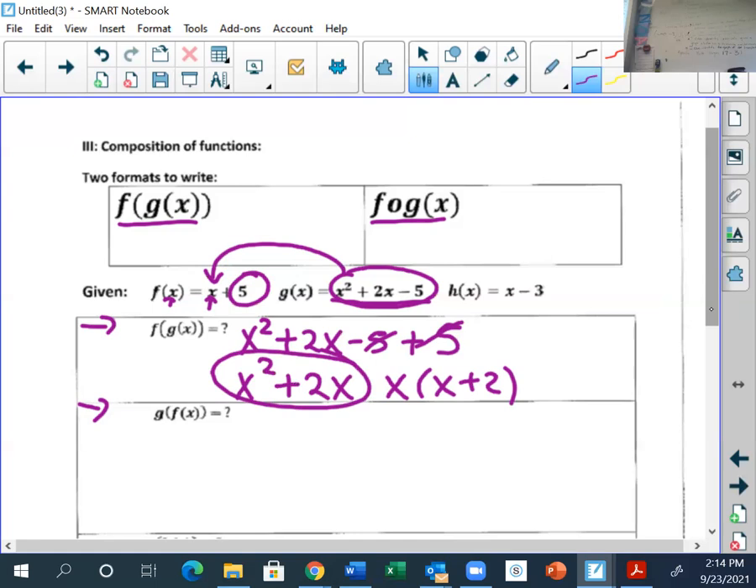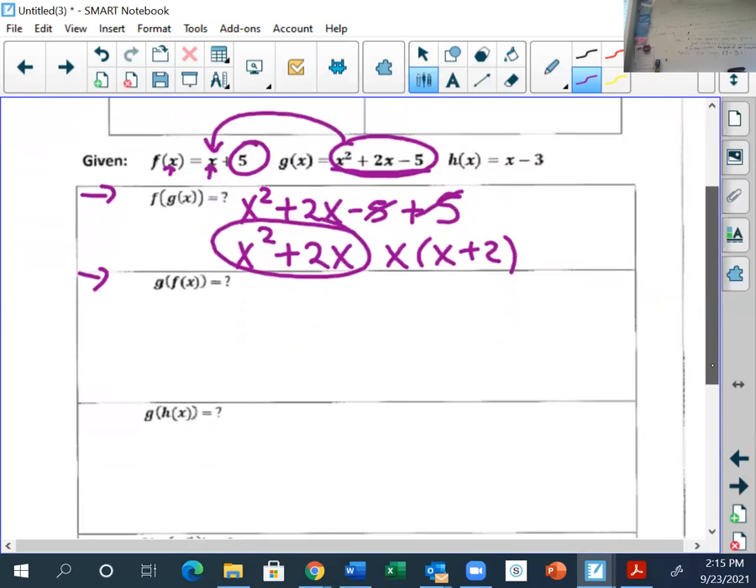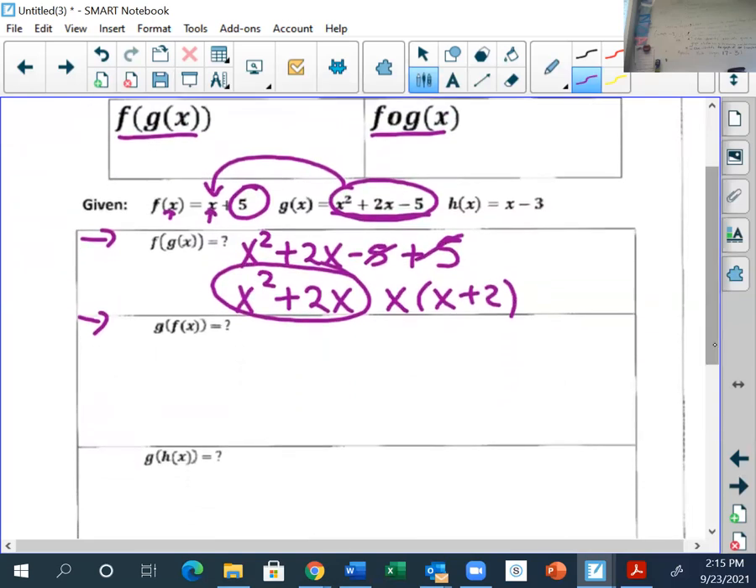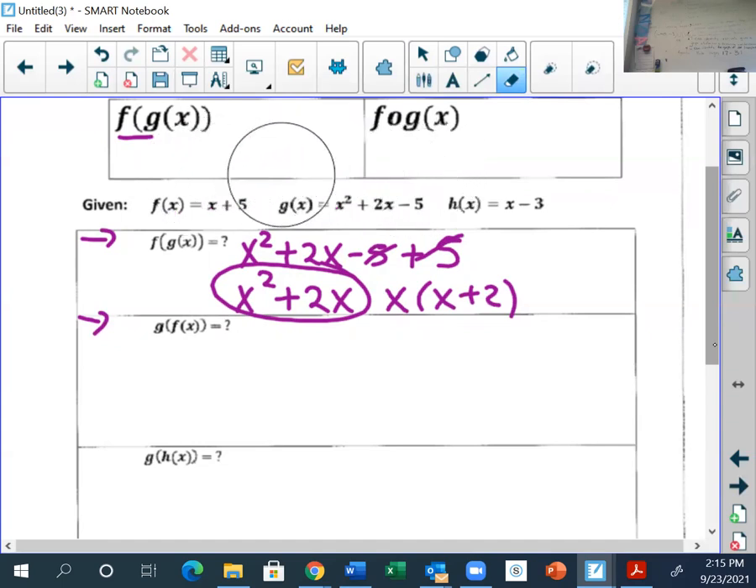That's the answer. All right, for the second one, they want you to do g of f of x, right? So g of x is given. So let me erase this so that you guys can see what I'm doing. This is kind of backward. So g of x is this one, right?